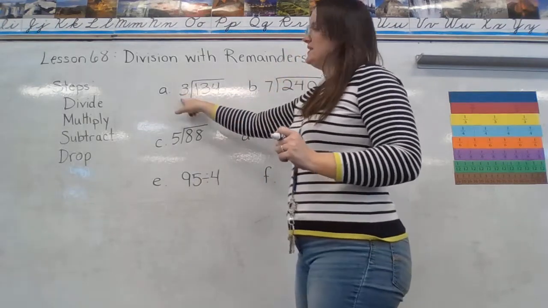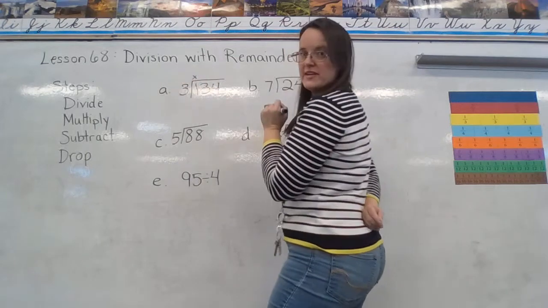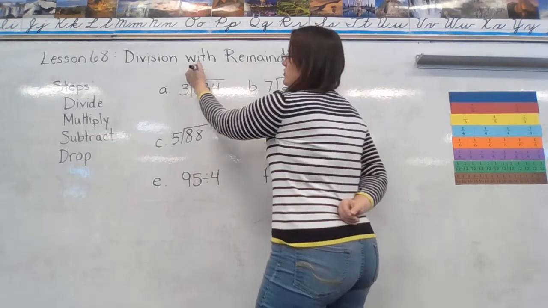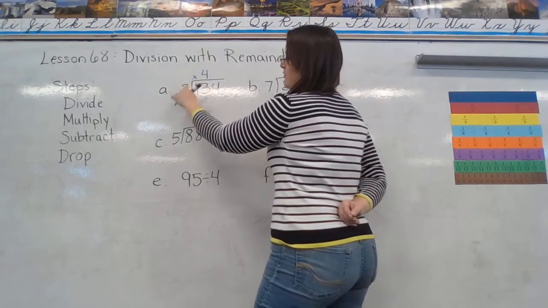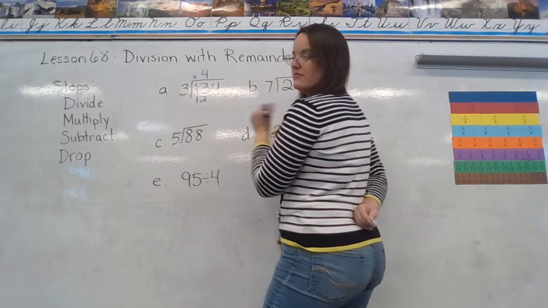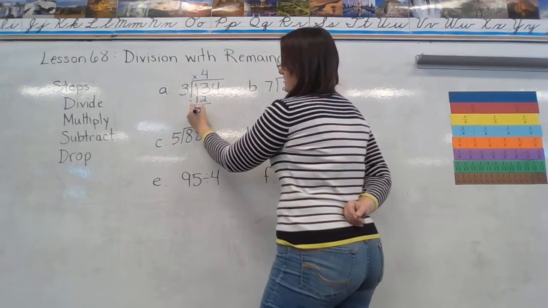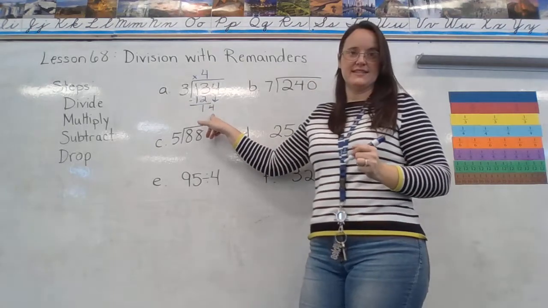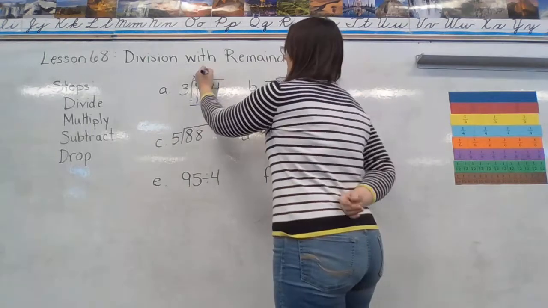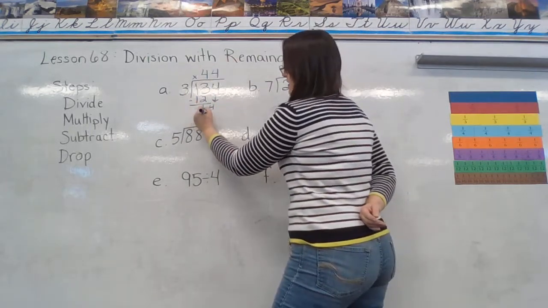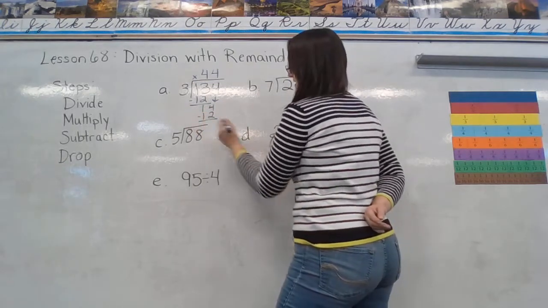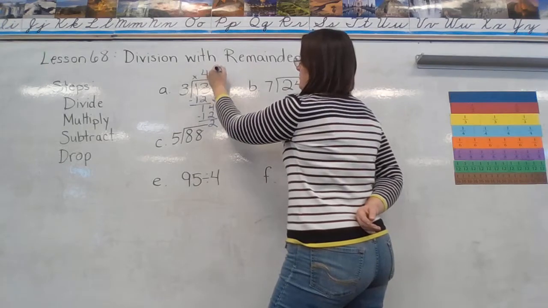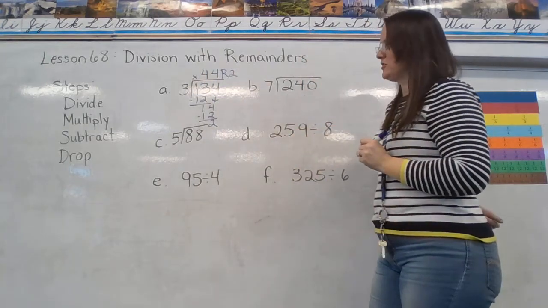134 divided by 3. Does 3 go into 1? No. We put an X up there. Does 3 go into 13? Yes. How many times? You should have had 4. Then we multiply. 4 times 3 is 12. Subtract. 13 minus 12 is 1. Drop our 4. And then we repeat. Does 3 go into 14? Yes. How many times? 4 times again. Now we multiply. 4 times 3, once again, is 12. We subtract. We get 2. Do we have anything left to drop? Nope. So this 2 becomes our remainder, and we say 44, remainder 2.